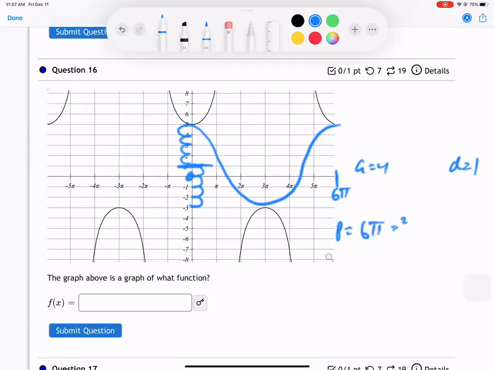So it equals 2 pi over b. B is equal to 2 pi over 6 pi. Exact same moves that we did before. That's 1 over 3. Our b value is 1 over 3. We said this was going to be secant. So it's going to be 4 secant of 1 over 3 x plus 1.